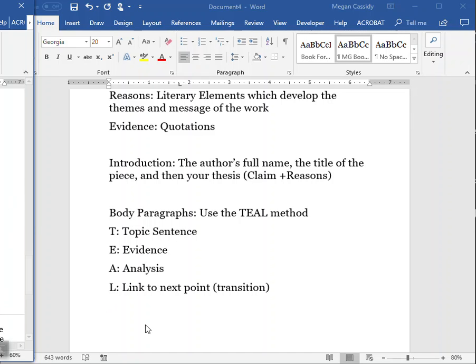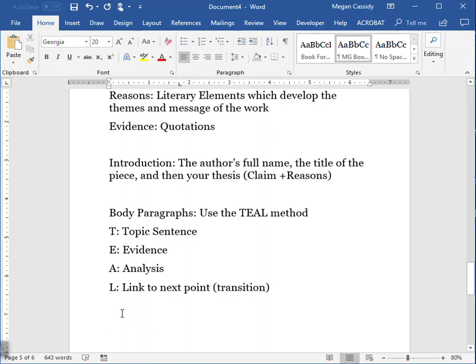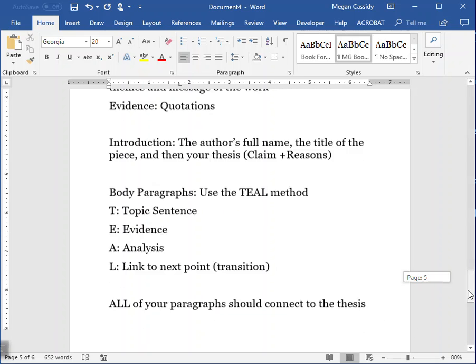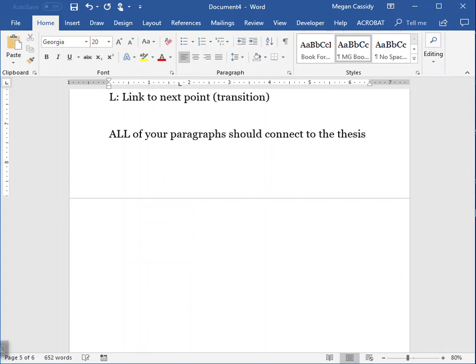One of the things to remember is that all of your paragraphs should link back to the thesis. They should connect. I'll use the word connect since I just used the word link before. But they should all connect to the thesis in some way. If they don't, then you need to cut the paragraph or rewrite the thesis depending on what you need. But if they don't connect, that's going to hurt your organization.